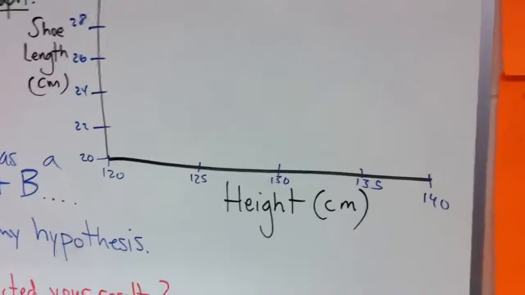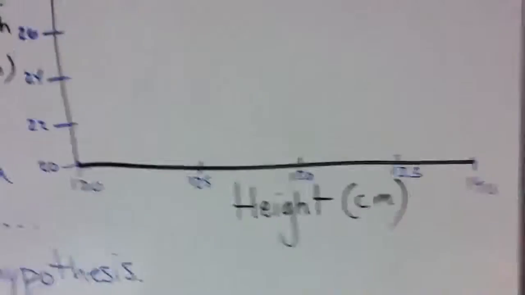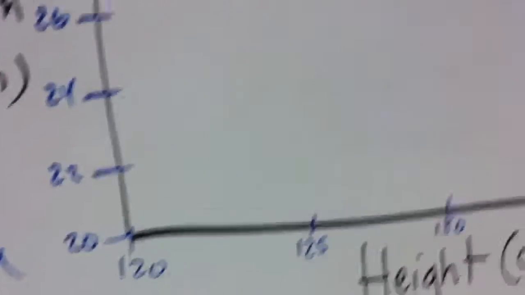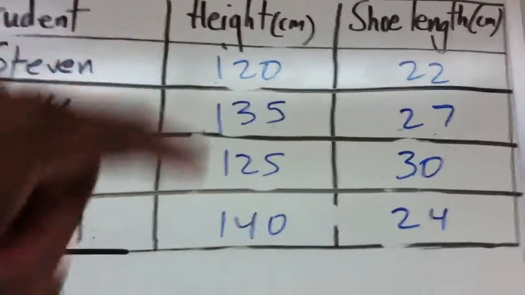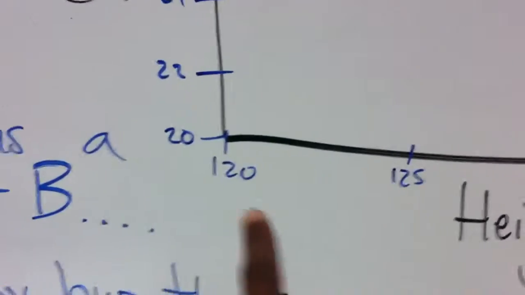up my axis here. Notice that I did not start from 0 here. I actually started from 120. That's because when I look at my heights, they all range between 120 and 140. So I don't have to start at 0. I can actually just start my axis at 120 and go all the way to 140 and make sure all my data can fit in there.